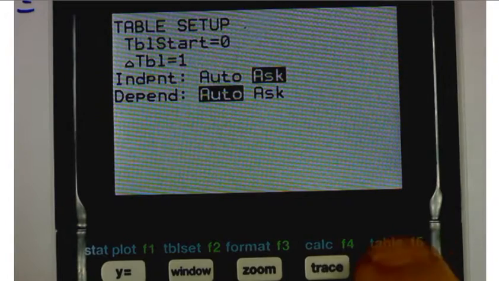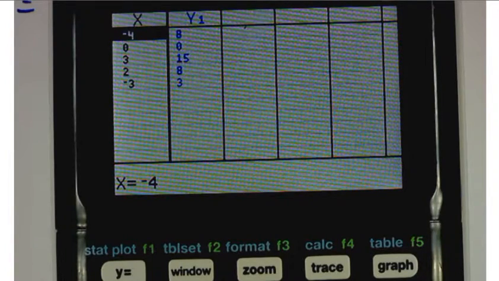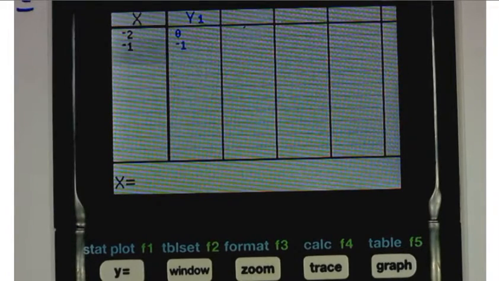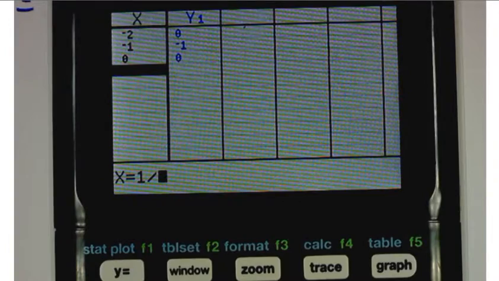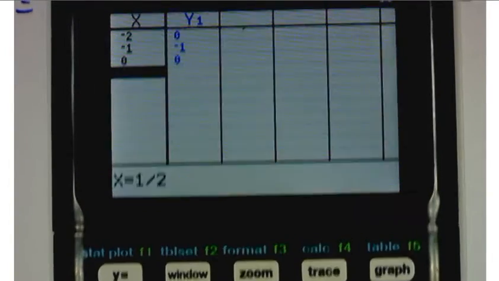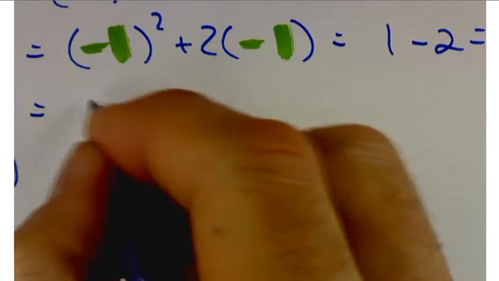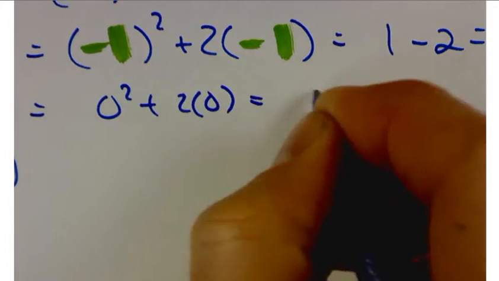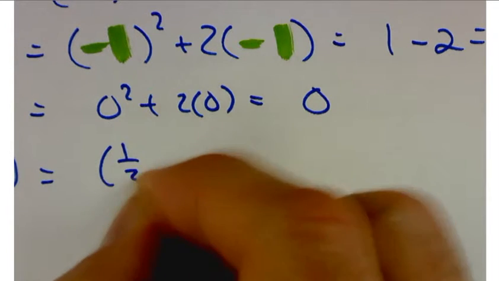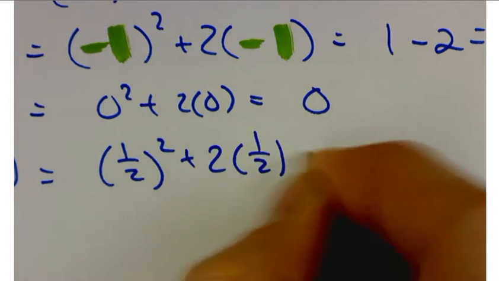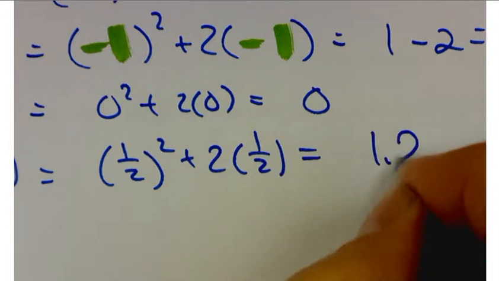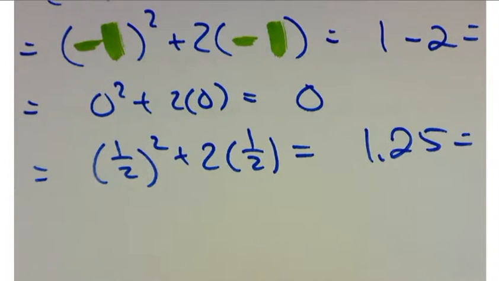Hit the second key, then the graph key. Then you can type in the values of x that we need. I have some here, I'll delete them. Negative 2, negative 1, 0, and then 1/2. Now when I press the enter key, that 1/2 is going to turn into a 0.5. That's okay. Still get the right answer, 1.25. Yay. So f of 0 is 0, and f of 1/2 is 1.25. You could also write that as 5/4.